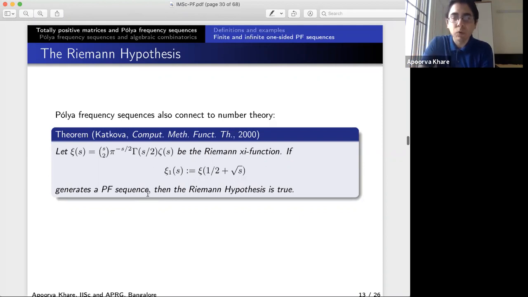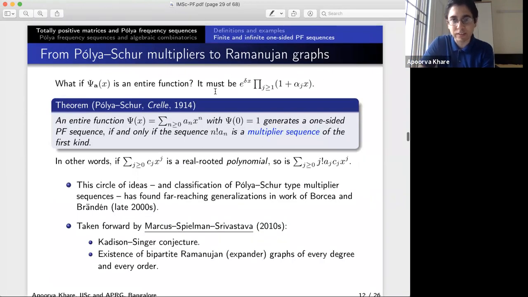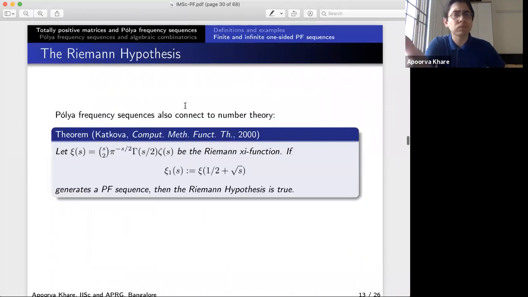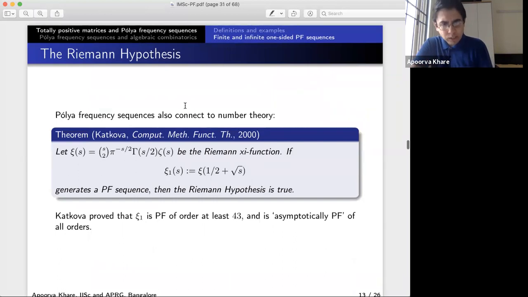And that is because of this entire function factorization. A thing generates Polya frequency sequences if and only if this function is in the Laguerre-Polya class, in the first Laguerre-Polya class. And that Laguerre-Polya class was linked to Polya-Schur multipliers in this very paper. So this kind of result was known to Polya, but somehow it was written down much later. And she not only that, she proved that psi 1 is Polya frequency of order at least 43. Meaning if you take submatrices of size 41 or 35 or 43, then the determinants are all non-negative. Of course, you have to prove it for order infinity, which is the hard part. What she did show is that it is asymptotically PF of all orders. There is some technical meaning of that.